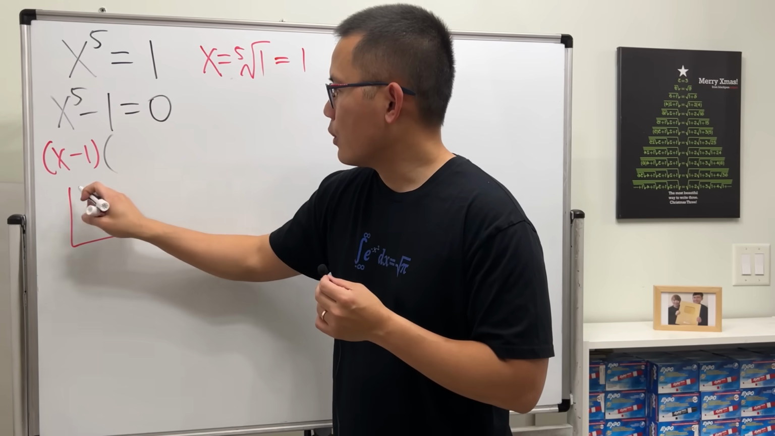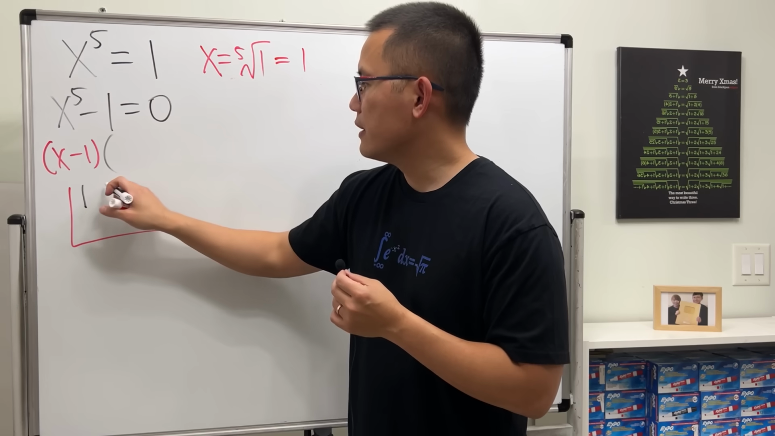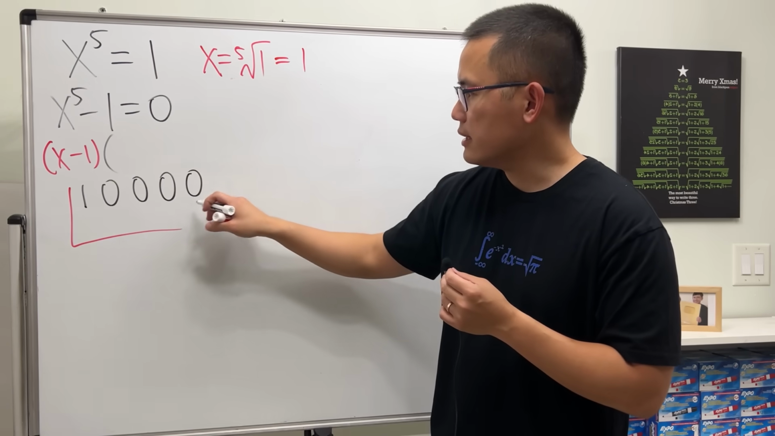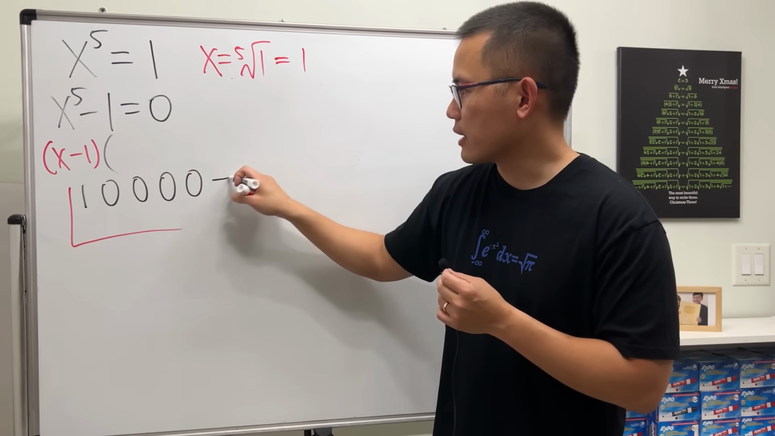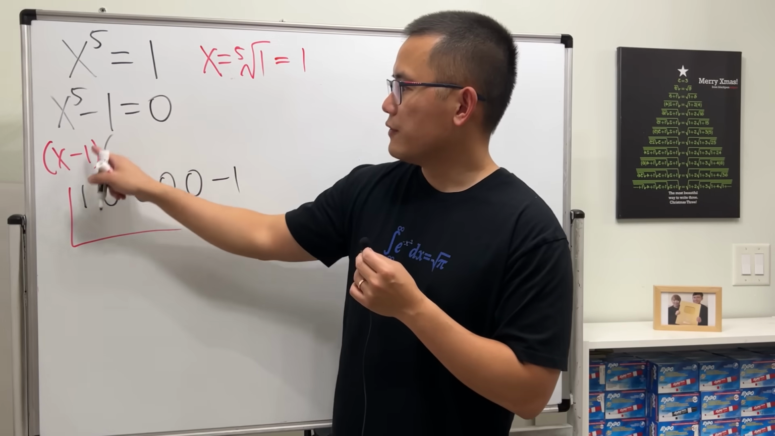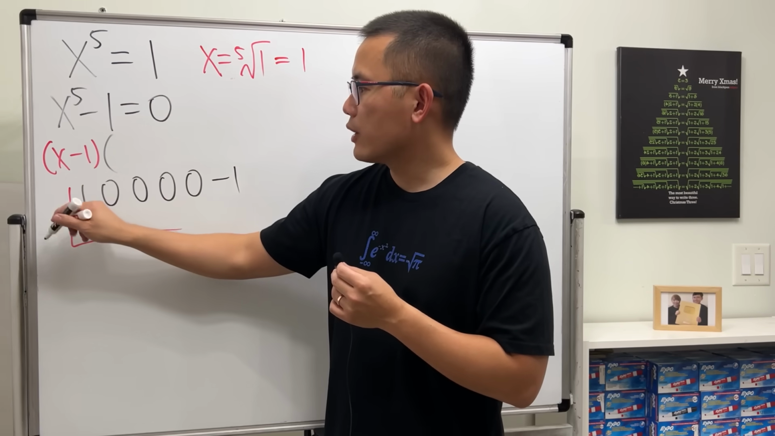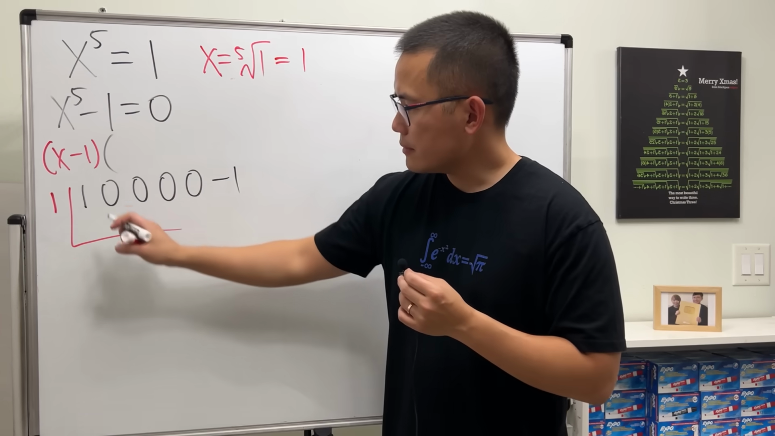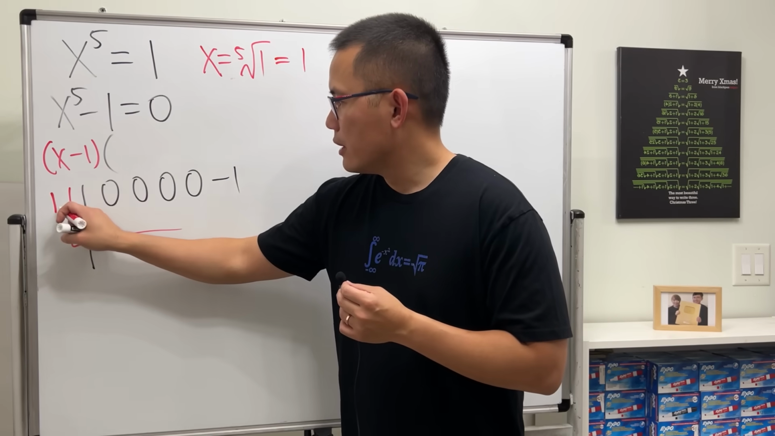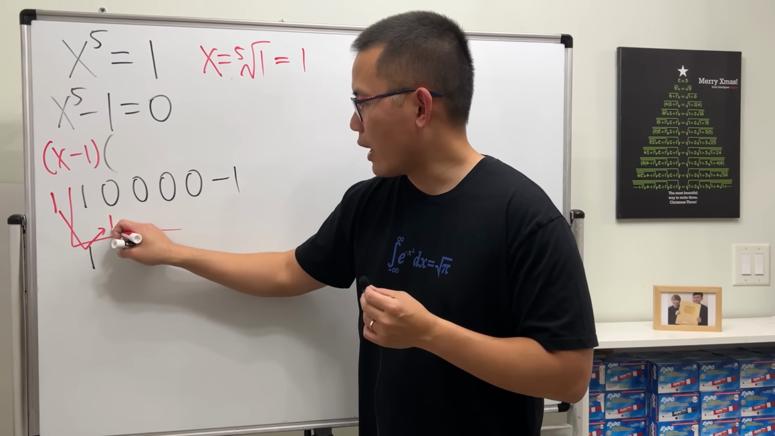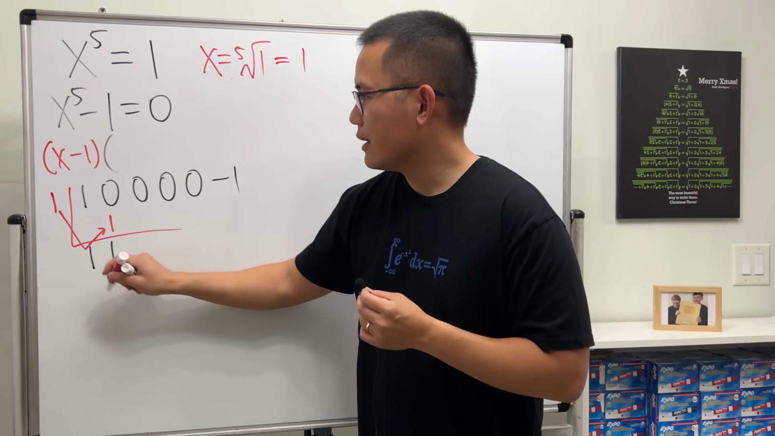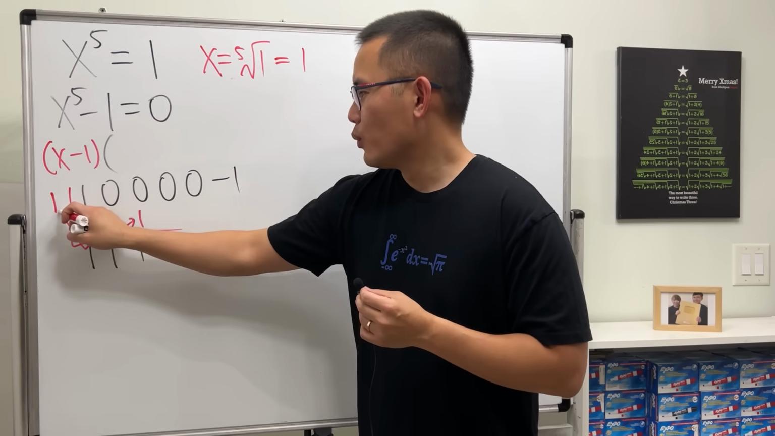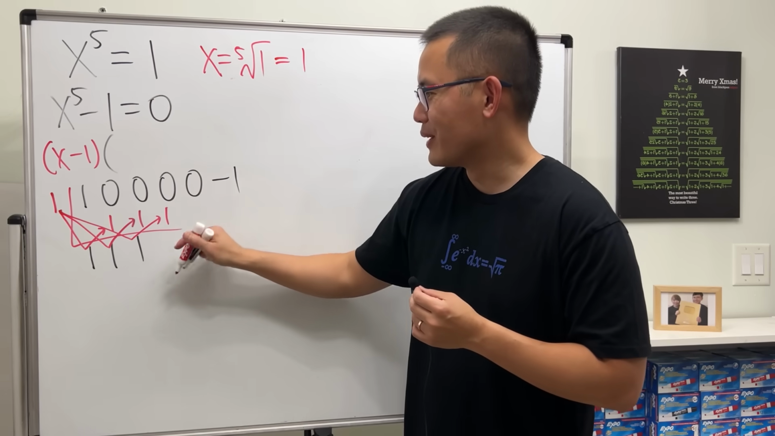I'm going to put down 1 x to the fifth, 0x to the fourth, 0x to the third, 0x squared, 0x, and then negative 1 for the constant. Because we're dividing by x minus 1, we are going to put down 1, which is this one right here. Now, bring down the 1 here. Take the 1 times 1, which is 1, and we add them, which is 1. 1 times 1, put it here. 0 plus 1 is 1. 1 times 1 plus 0 is 1.